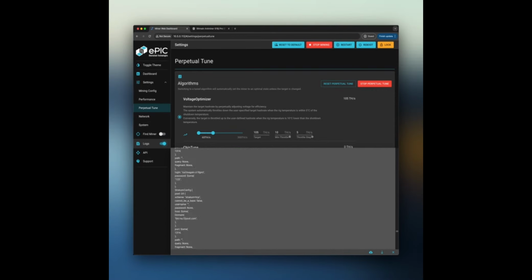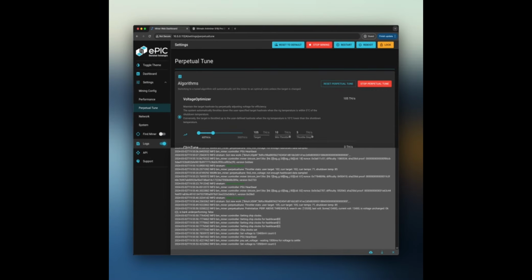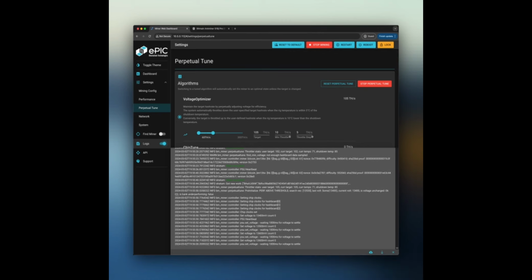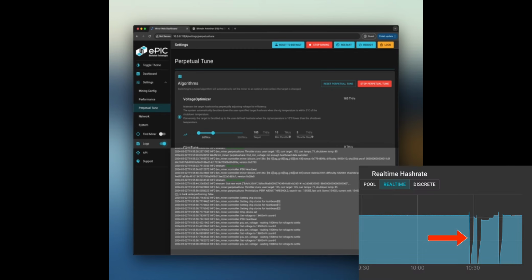Now, your miner will begin at a higher voltage and increase the clock until a certain point, then begin dropping the voltage to find the sweet spot. This process will repeat a few times to determine the optimal point and will take a couple of minutes to adjust and stabilize. The sudden drop you see on the graph under real-time hash rate is normal behavior.